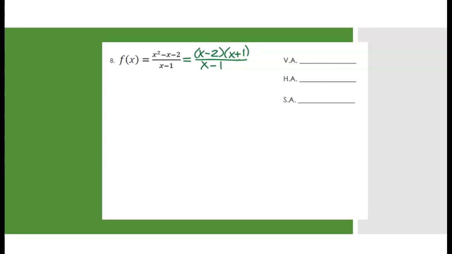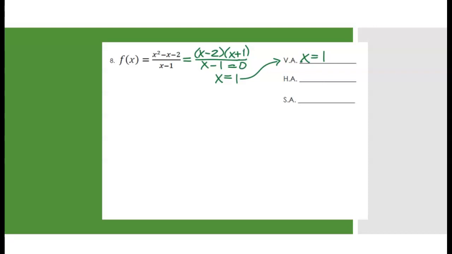In order to find the vertical asymptote, raise your hand if you can tell me what to do. Yes, ma'am? Set the denominator equal to 0. So if I set the denominator equal to 0, there's a vertical asymptote where x equals what? 1. Excellent.